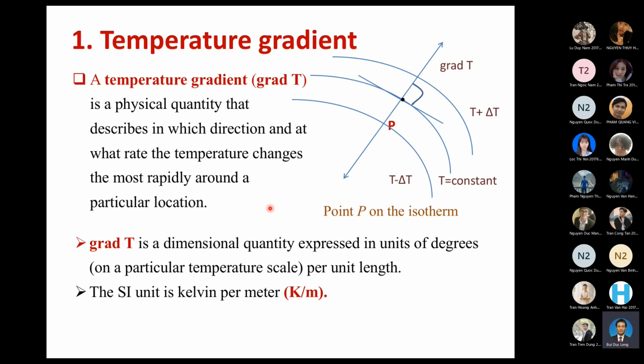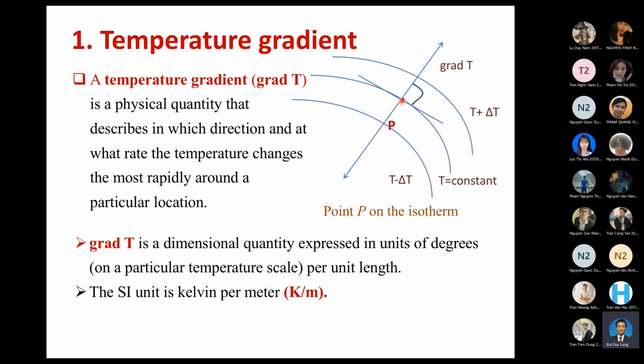So we go to the first fundamental thing, or the basic concept. Okay, this is the first one, the temperature gradient. Of course you have learned it somewhere else, but I remind you here again. For temperature gradient, we denote that as grad T. It's a physical quantity that describes the direction and the rate at which temperature changes most rapidly around a particular location.